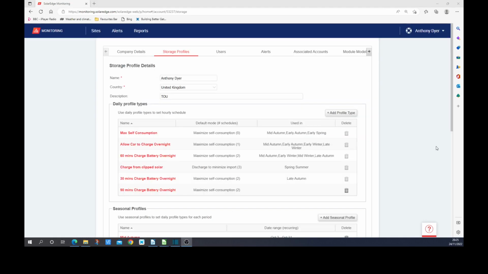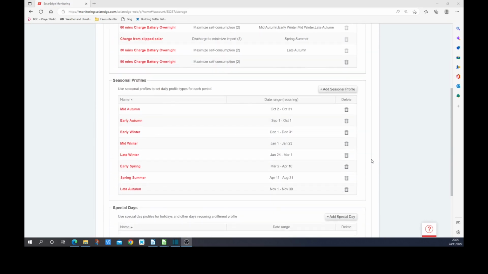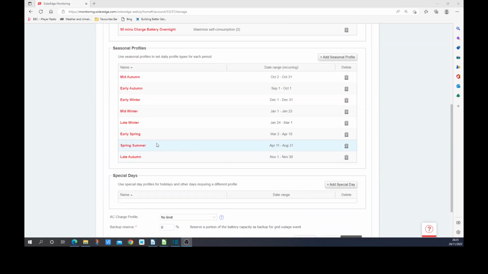Now, since my previous video, I've also made adjustments to my battery storage profiles. So we've got daily profile types, and what I've done is relabeled some of these battery storage profiles. And what I'll do is go into the seasonal profiles. What we've got is some more nuance in terms of what kind of typical battery profiles will have for each season.